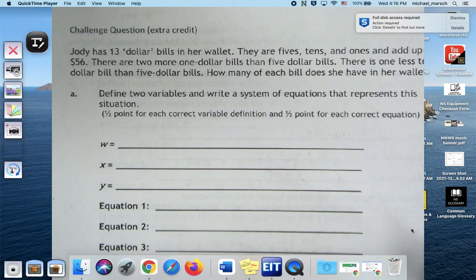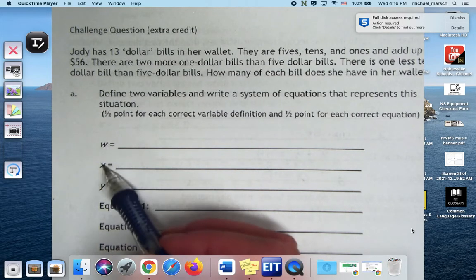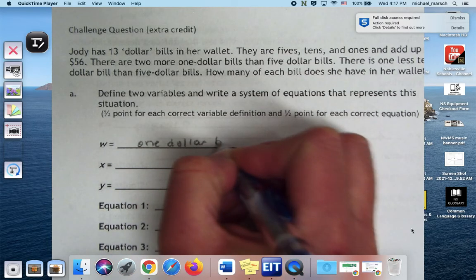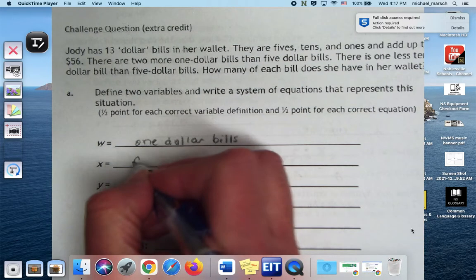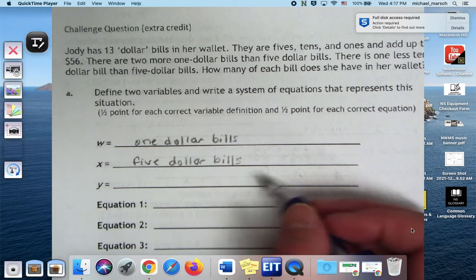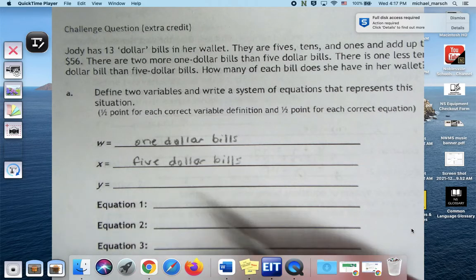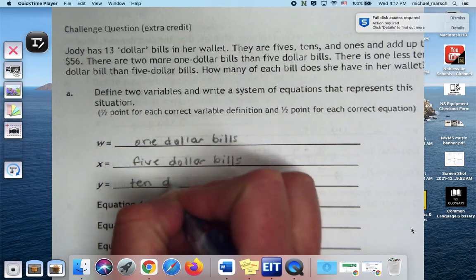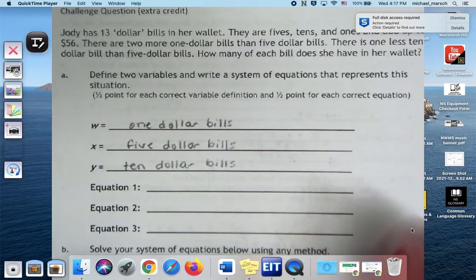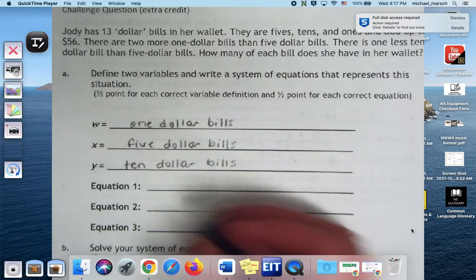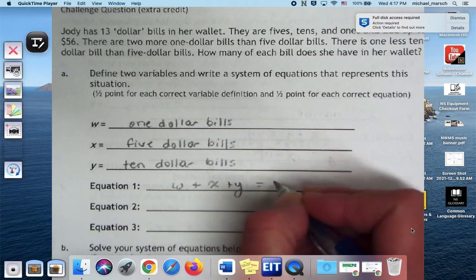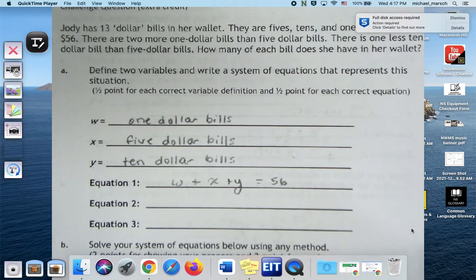Okay, so we have three variables here, W, X, Y. So I'm going to make W $1 bills. X is going to be $5 bills. Not $5 $1 bills, just, you know, the Abe Lincoln ones. And Y will be $10 bills. I don't know who's on the $10, but you know what I mean. So if all of them add up to $56, that means that W plus X plus Y equals $56.